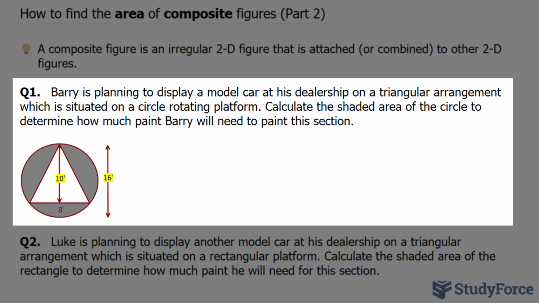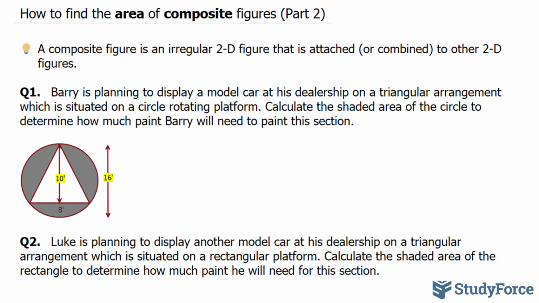The first question asks, Barry is planning to display a model car at his dealership on a triangular arrangement which is situated on a circle rotating platform. Calculate the shaded area of the circle to determine how much paint Barry will need to paint this section. So what we have is a circle, and inside the circle we have a triangle. What we'll have to do is find the area of the circle and then subtract the area of the triangle. And this will give us the shaded area.